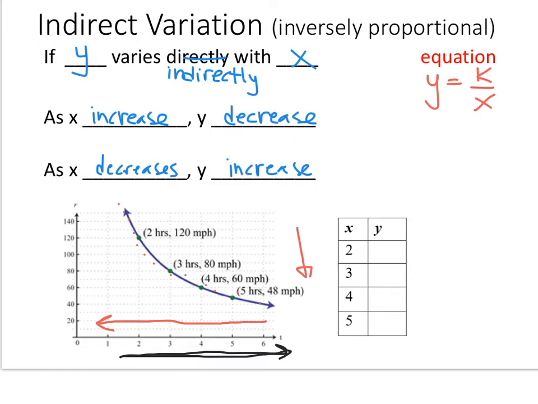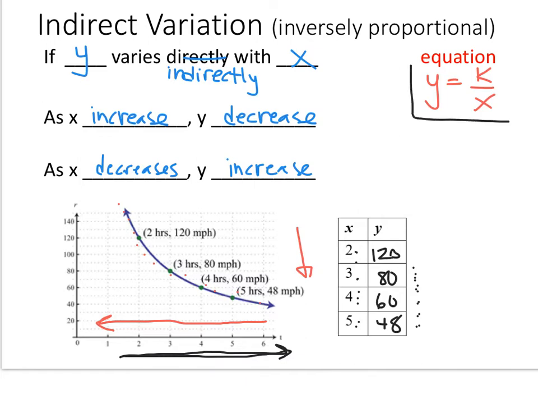And so I can start filling in this table at least to show this variation. So at 2 it's 120, at 3 it's 80, at 4 it's 60, and then at 5 it's 48. So as I increase my time, as I go down my table, I go from 2 to 3 to 4 to 5, my values start to decrease. Now if I was to go back the other way, which you can definitely do, you can see that my values would start to go up as my x values start to go down. So this is just the idea of an indirect versus direct variation.